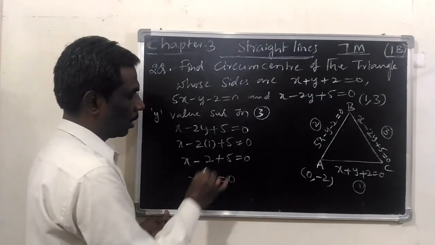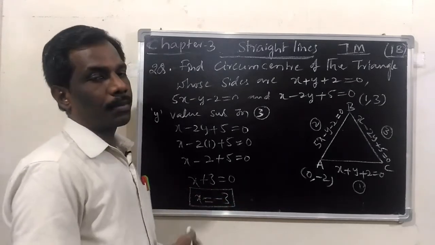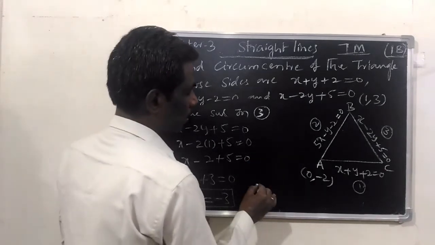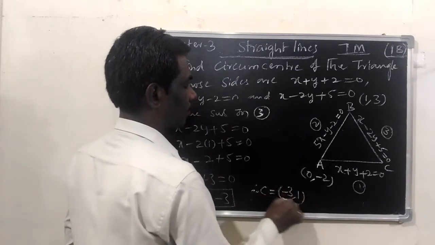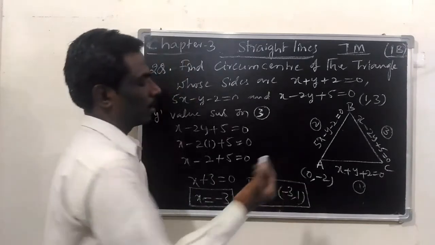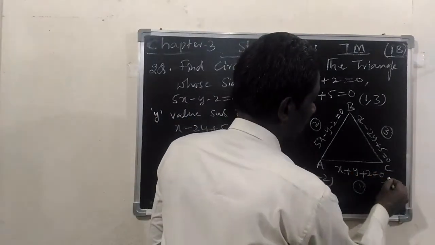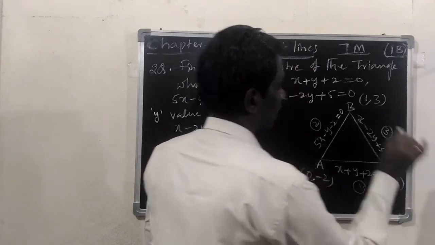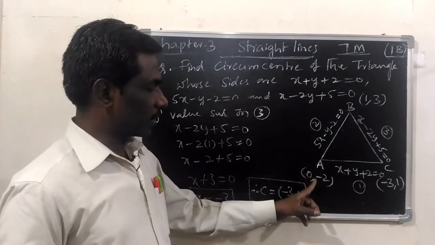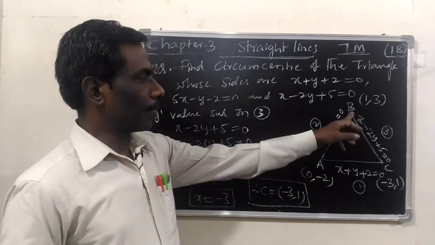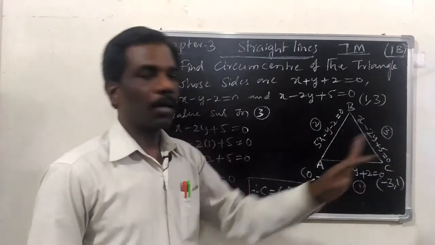So x is equal to, this plus 3 becomes minus 3. So x is equal to what? Minus 3. Therefore, the C vertex is minus 3 comma 1. This is the C vertex. C is equal to what? Minus 3 comma 1. So we found the A vertex as 0 comma minus 2, the B vertex as 1 comma 3, and the C vertex as minus 3 comma 1.